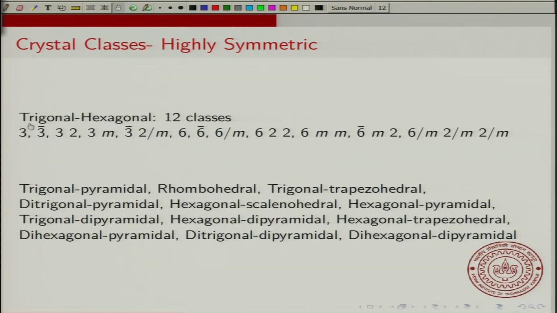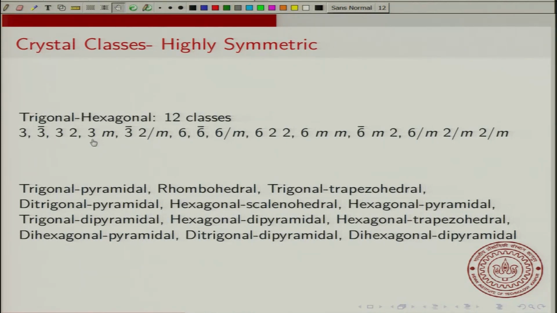Now, if you just have a 3-fold axis of rotation, then it is referred to as trigonal pyramidal. If you have a 3-fold roto inversion axis, then you refer to it as rhombohedral, and so on. If you have a 3-fold and a 2-fold axis, then it is trigonal trapezohedral, and these names of the various crystal classes are based on the shapes of the crystals, on the outer shapes of the crystals. So, these are all solid objects, these are shapes of geometric objects.